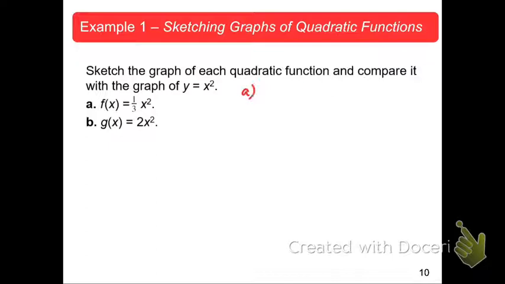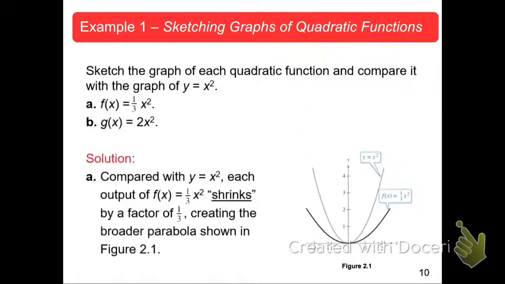So for a, if we think of y is equal to x squared as my parent function, what do we say that the 1/3 does? That is a shrink of the graph. That means I am going to be pushing this graph down, or in other words, the graph is going to be wider. This is the graph of f of x is equal to 1/3 x squared. We see it here a little better than what I've drawn, and this is actually drawn to scale. So we see that it is a little wider, a shrink by a factor of 1/3.